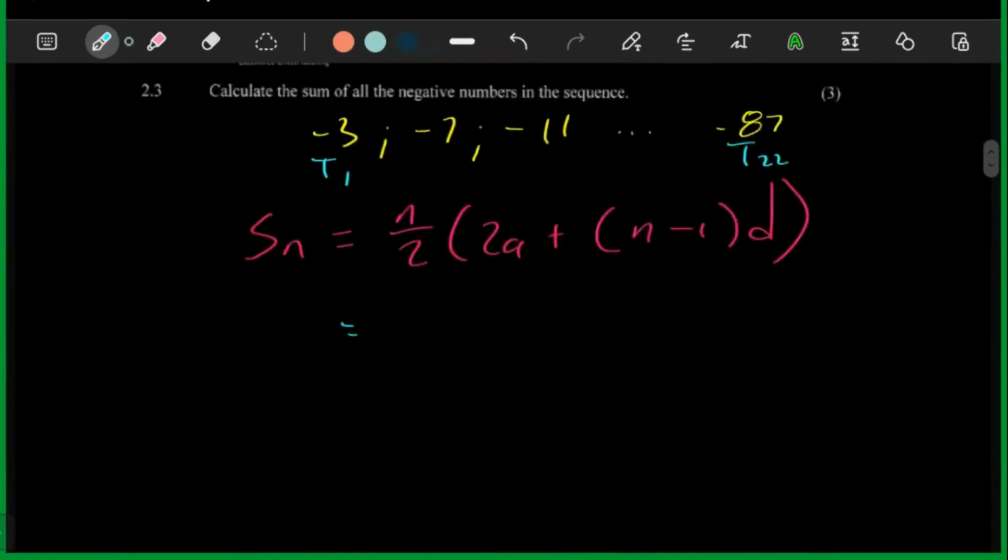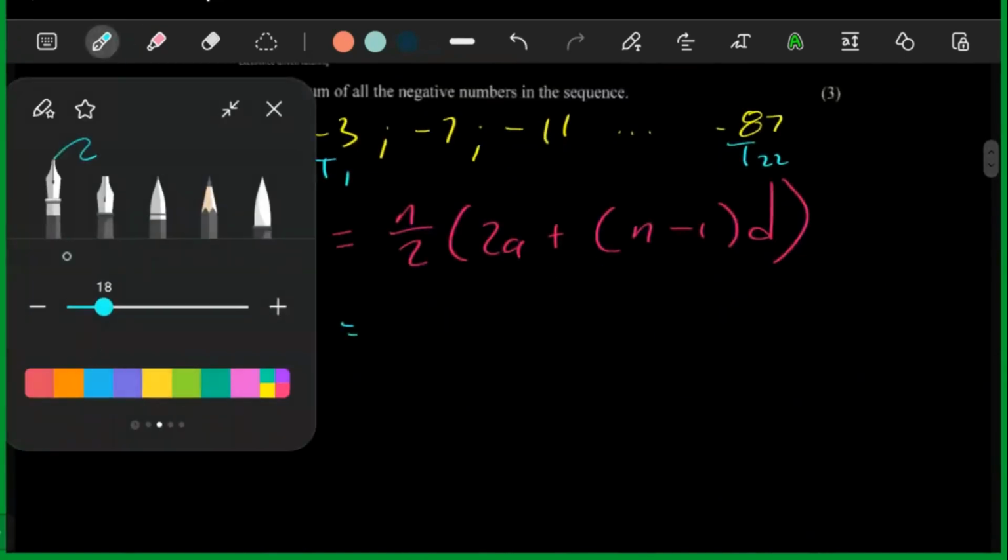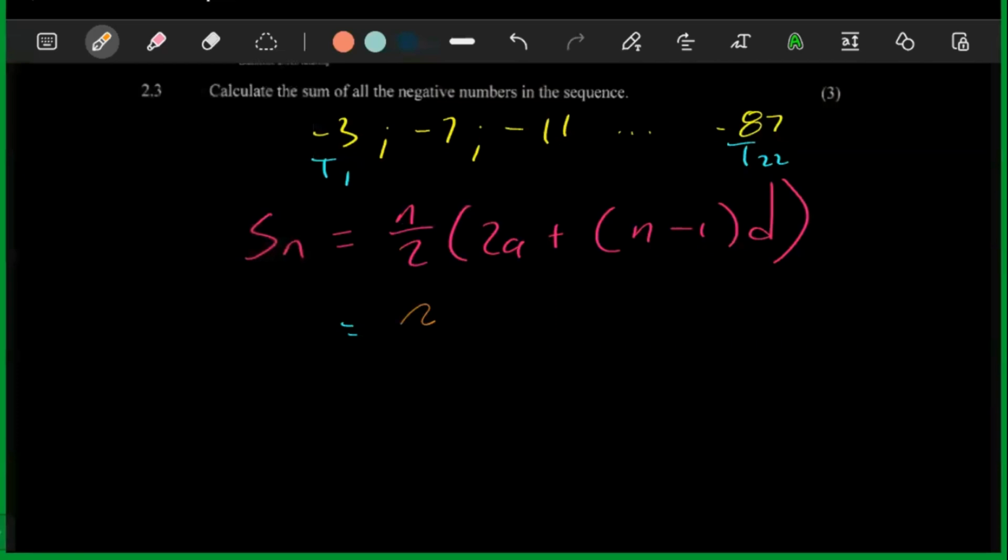Which is what you always want to be able to do when you deal with the maths questions. Make the question your own. n here is 22. a is -3. d is -4.